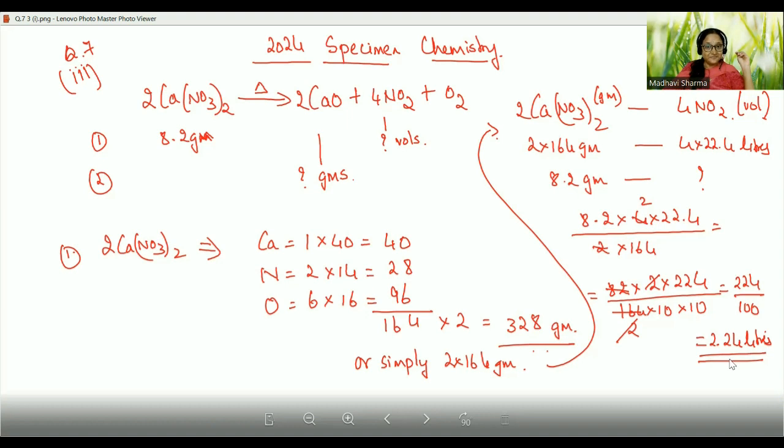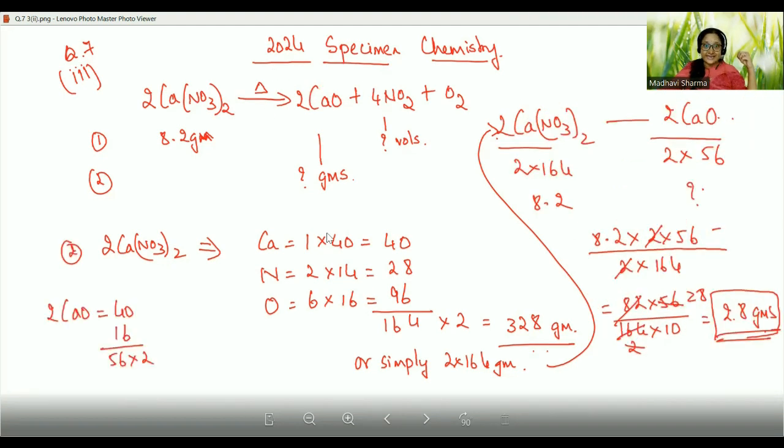Any doubt? Please put it in the comment section, I'll try and explain again. Now let's go to the second part: how many grams of CaO? Same way we do, but here it is grams.